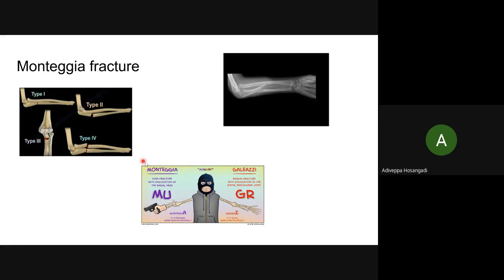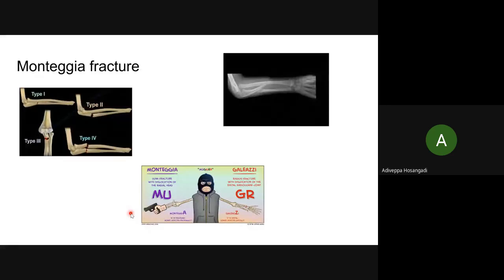So, Monteggia and Galeazzi. There is a small mnemonic I found on the net. Monteggia, M for ulna: Monteggia is an ulnar fracture. Galeazzi is a radius fracture. In Monteggia, A is proximal; in Galeazzi, Z is distal. So, proximal ulnar fracture with radial head subluxation is Monteggia. It is very easy to remember. Students, please pay attention.